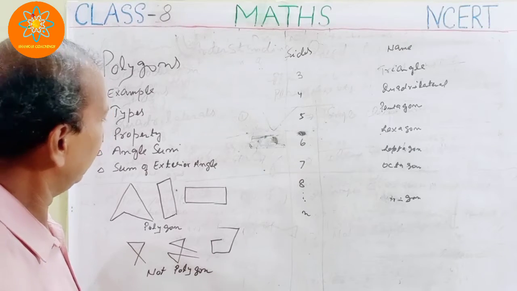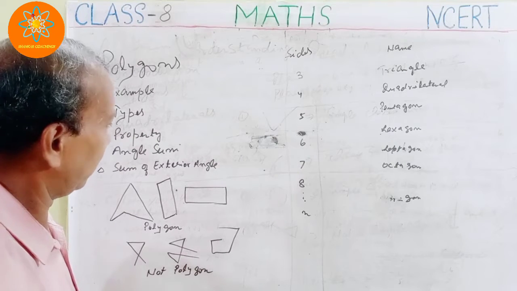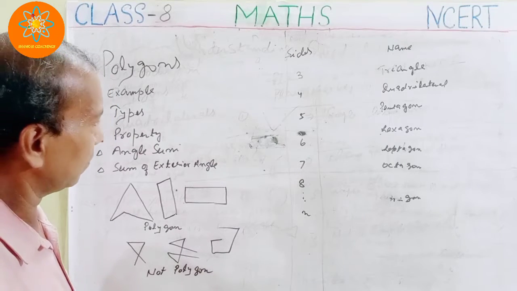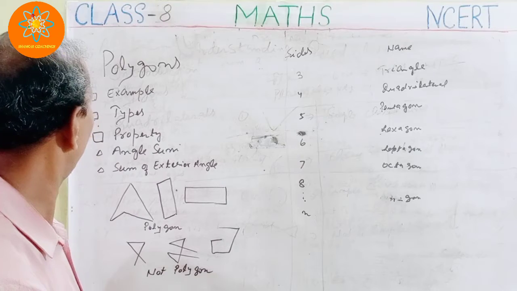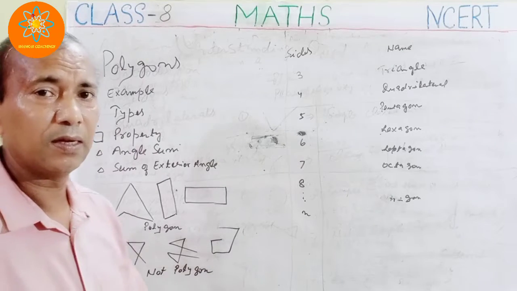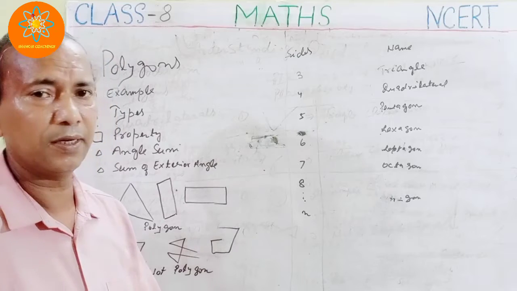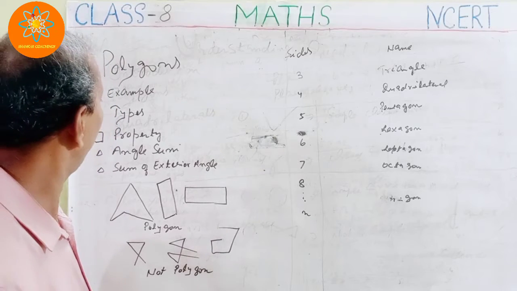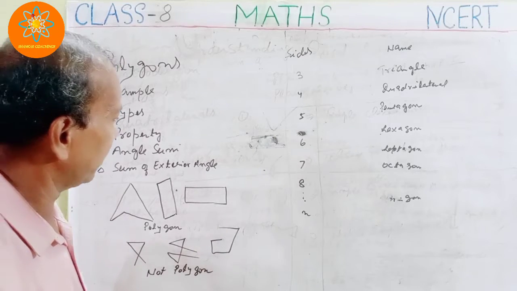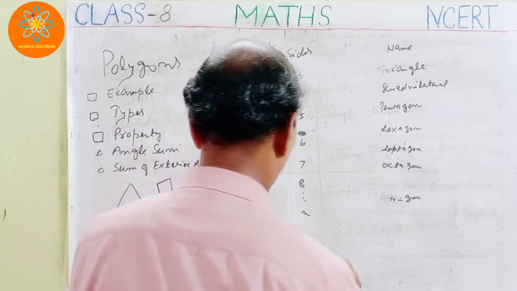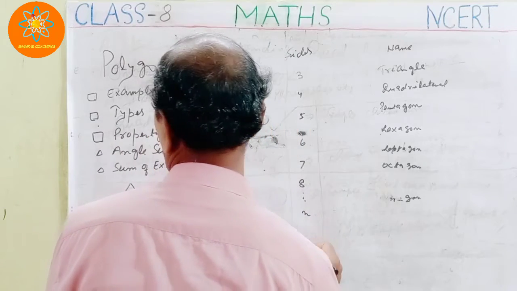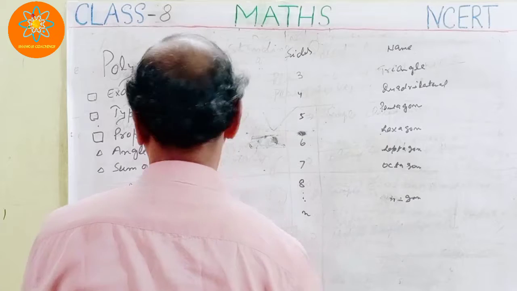Now we will see the types. For the types, we have the convex polygon and the concave polygon. Convex and concave.